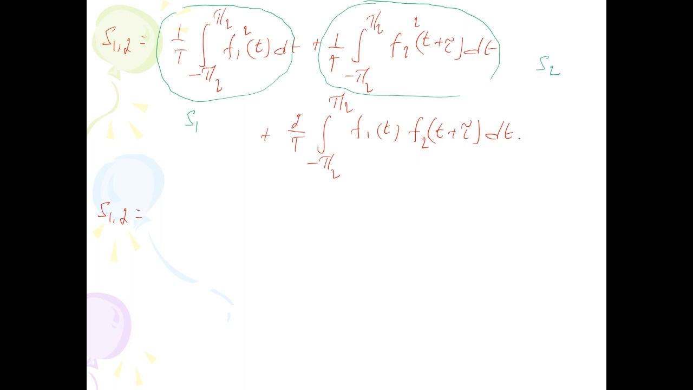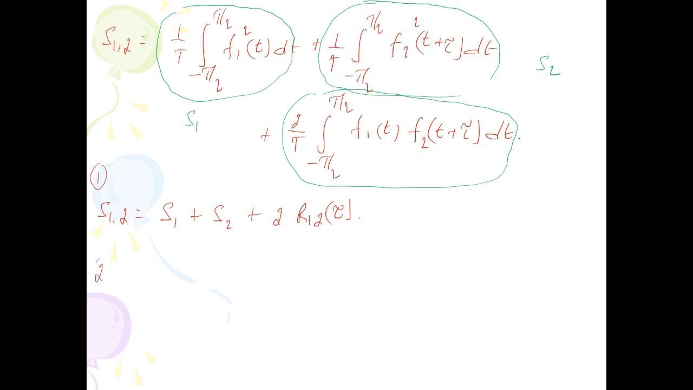So this is equal to S1 plus S2 plus something similar to the correlation between f1 of t and f2 of t. Now this can be written as 2 into R12 of tau. So the power of two correlated signals is equal to the sum of powers of each individual function plus twice the cross correlation between them. This is the first point.